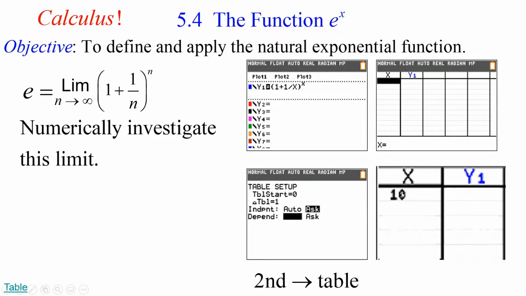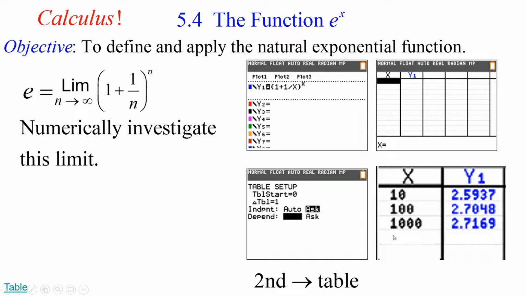So if x is 10, my calculator will tell me that y sub 1, or this expression with these n's being 10, would be 2.5937 approximately. And then just keep going higher multiples of 10. 10 to the second is 100. And the calculator tells me 2.7048. Then I go 10 to the third, or 1,000. And I get 2.7169. Now look at these numbers, 2.5, 2.7, 2.7. It looks like we might be getting closer and closer to a number.